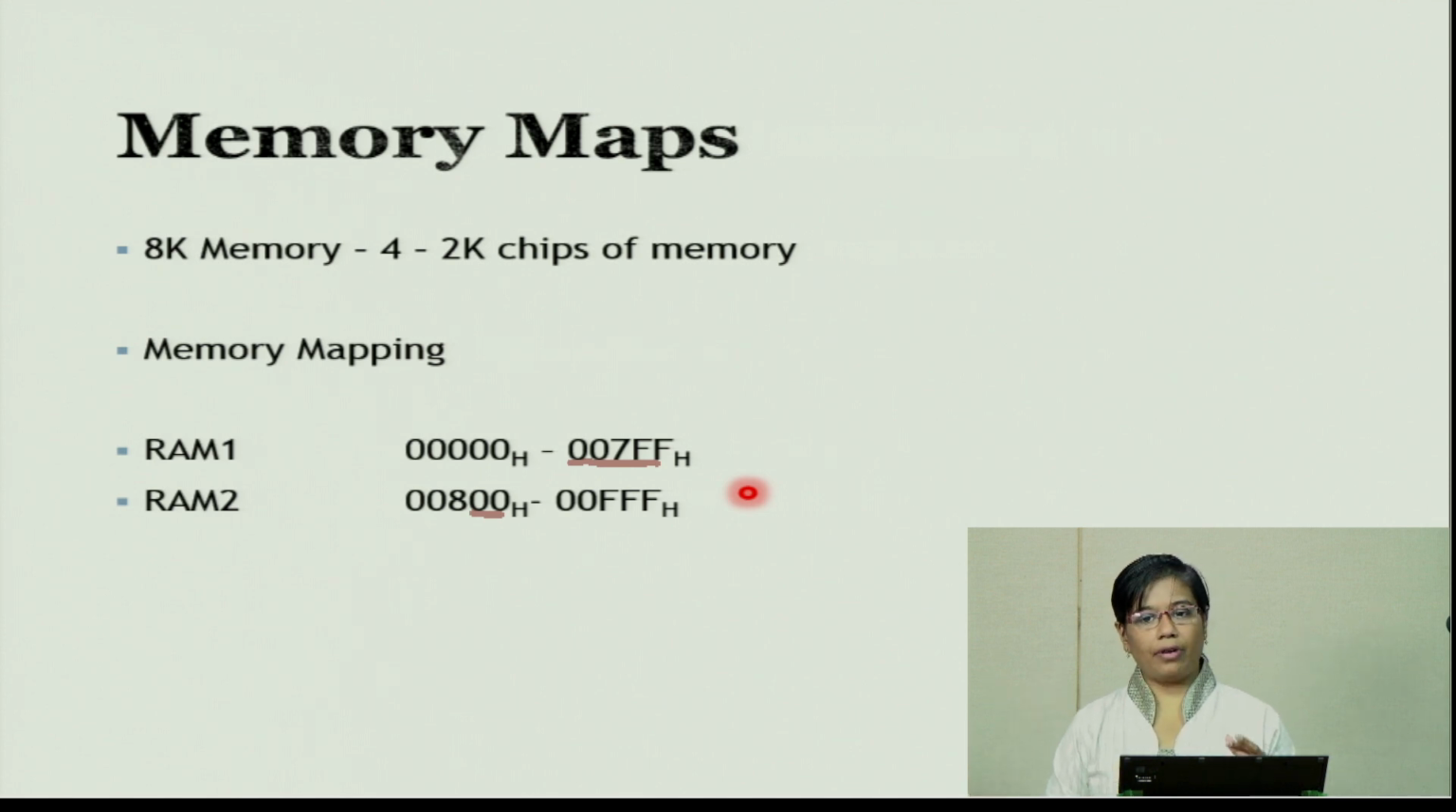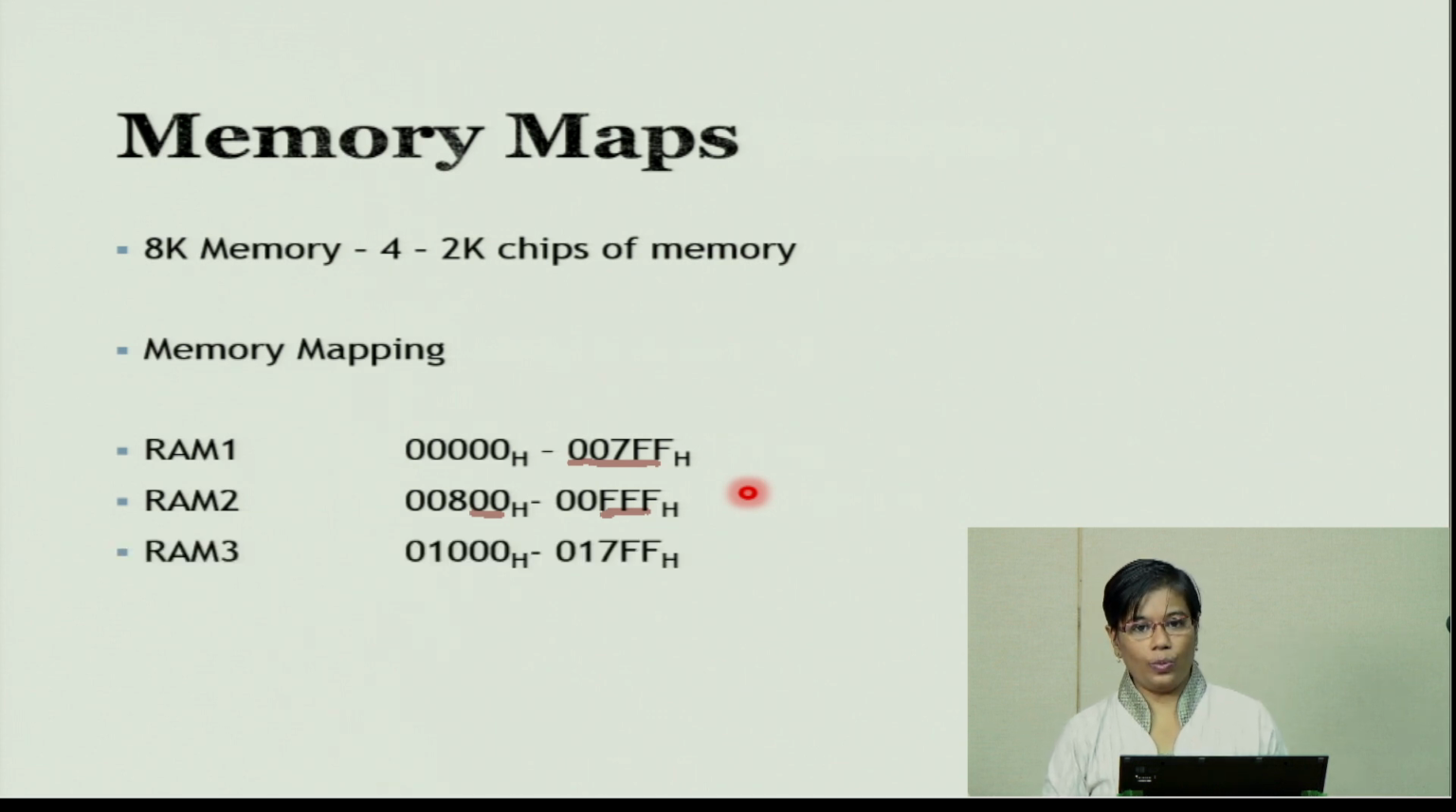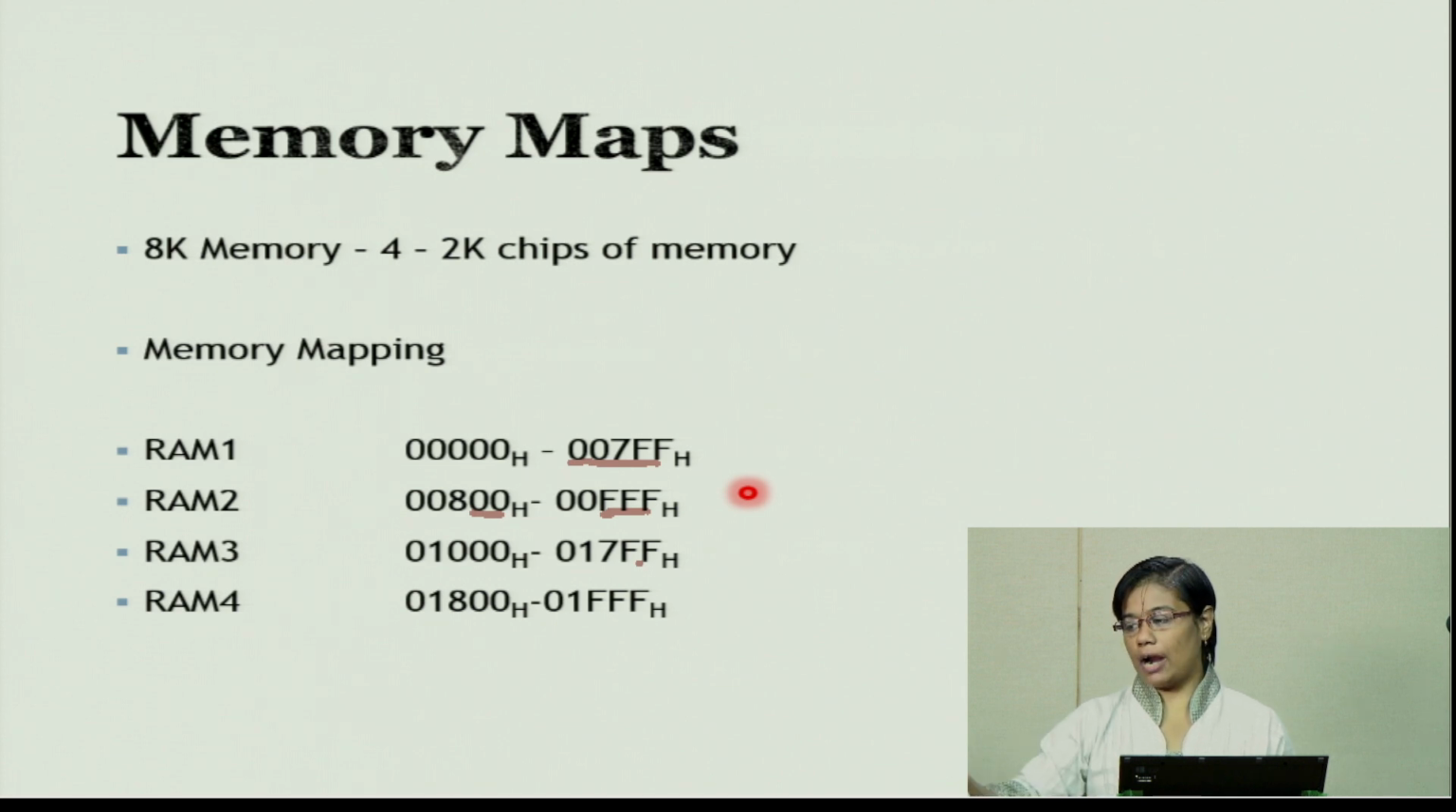Now, we have given addresses to two of the chips. Again, we have to connect two more RAM chips. The last address of the second RAM chip is 00FFF, meaning that the next RAM chip would start from address 01000. So RAM3 will start from address 01000. Again, if you allocate 2K addresses to it, the last address here is going to be 017FF. Then the next RAM chip would start from address 01800 and go up to address 01FFF.